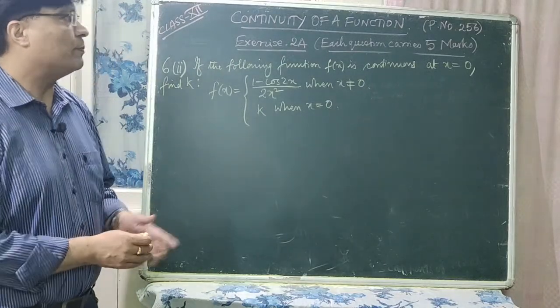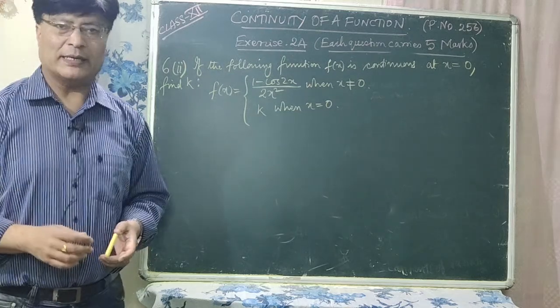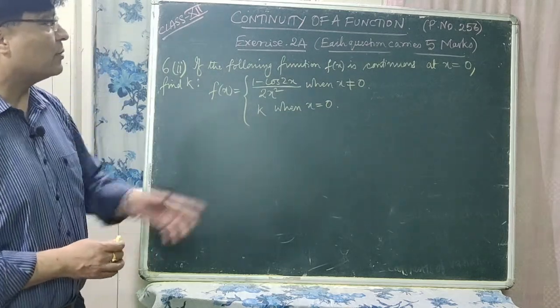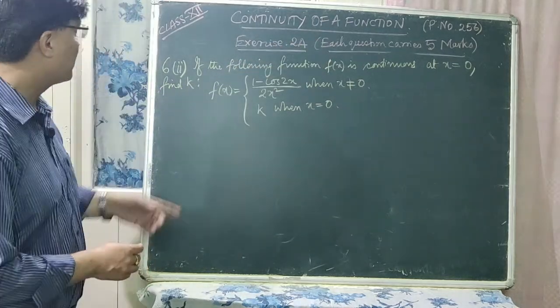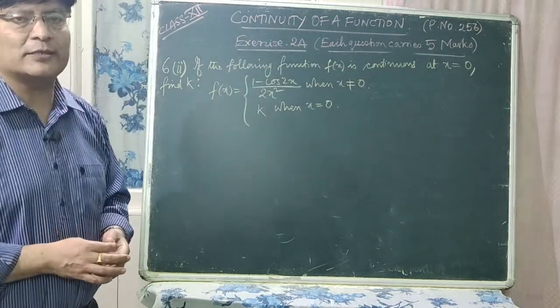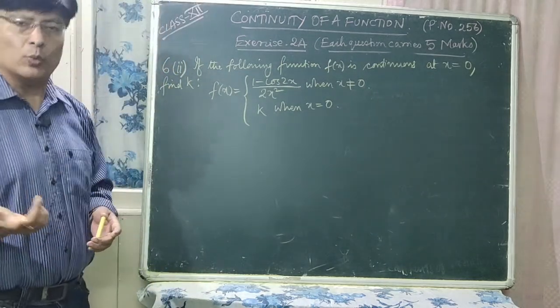Okay. So the page number is 256 from Higher Mathematics for class 12 by Sailendra book. Page number 256, exercise 2a, each question carries 5 marks. So let's do question number 6, number 2. In the last online class we did 6 number 1.